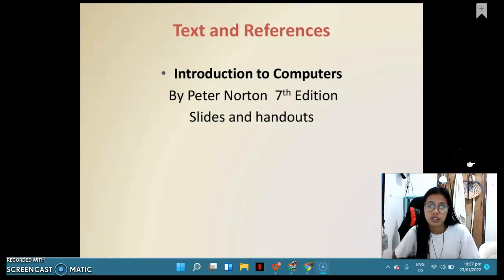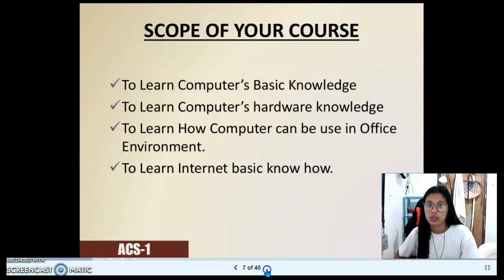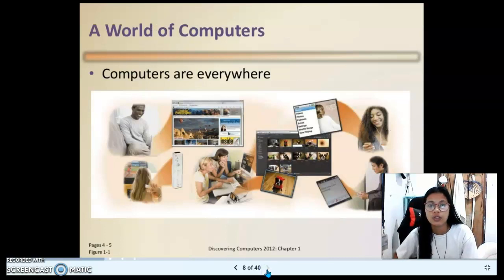So, let's talk about the Introduction to Computers by Peter Norton, 7th edition, slides and handouts. So, a world of computers. Computers are everywhere, as you can see in these pictures.